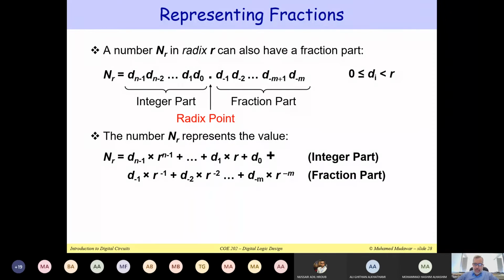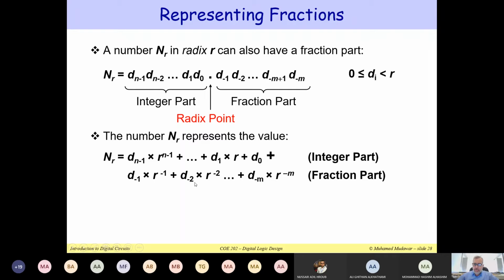Now we can always write the value of the number n in radix r. In the integer part, we start here at d0, the least significant digit. d1 will be multiplied by r, d2 will be multiplied by r squared, and so on. In the fraction, we take d minus 1, the first digit after the point, and it's multiplied by r to the power negative 1. In other words, d minus 1 is divided by r. So I'm using a negative exponent. When you multiply by r to the power negative 1, it's the same thing as division by r.